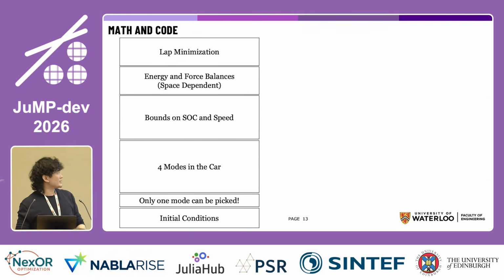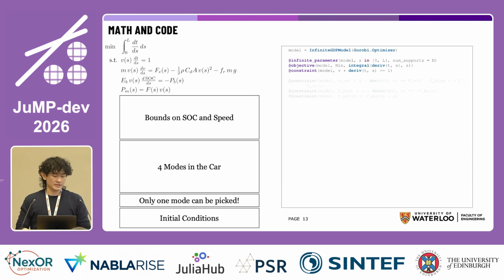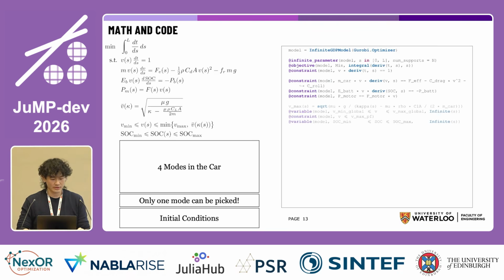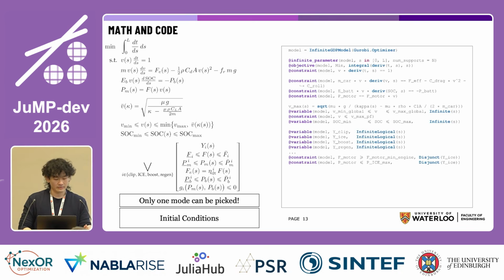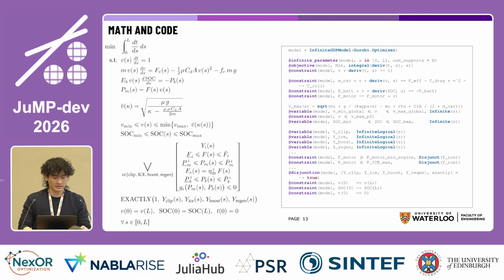Okay, implementation. We have our lap time minimization problem here. This is subject to force and energy balances that vary over space. We also have some bounds on the speed. If you're going around a corner, there's a certain speed you need to follow so that you don't go off the track. Then you have our 4 modes here, and we say that at each point in space on the track, you can only pick one of the 4 modes. Because we have ODEs in this problem, you need initial conditions. Same thing, pick a reformulation at the end.